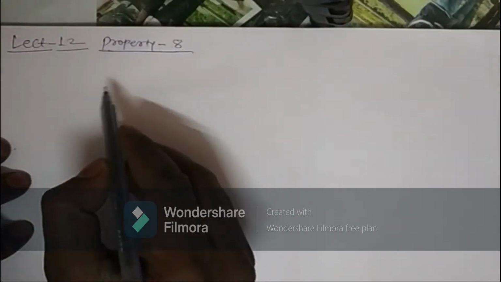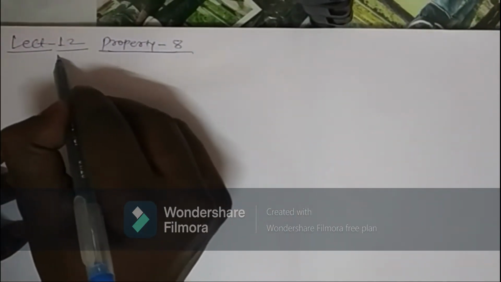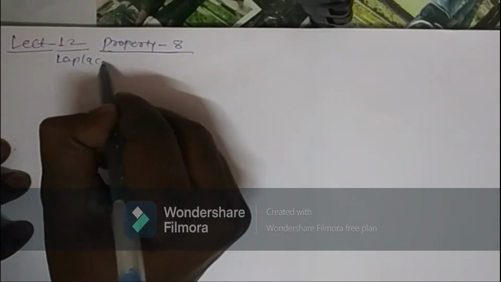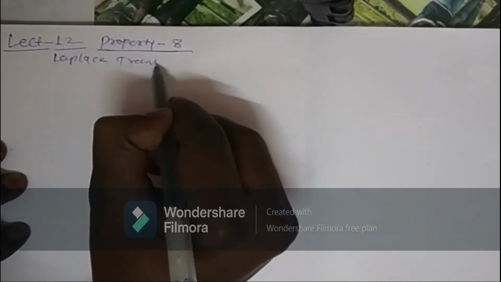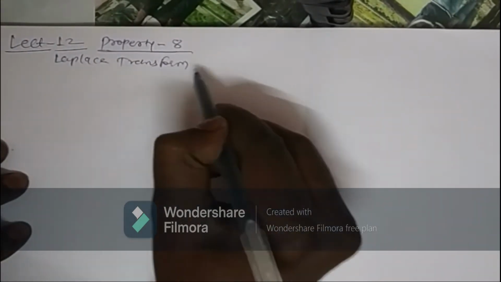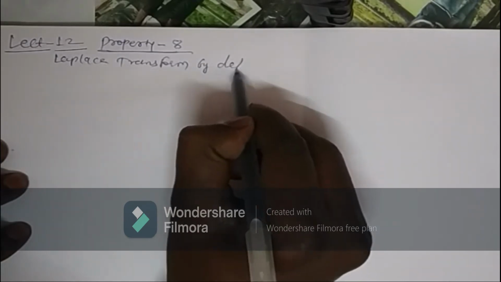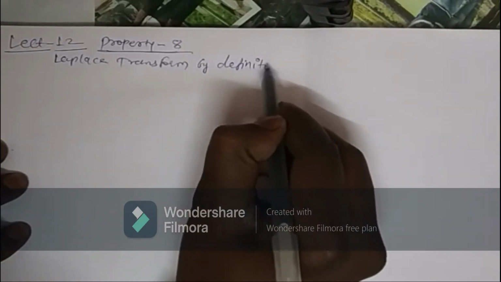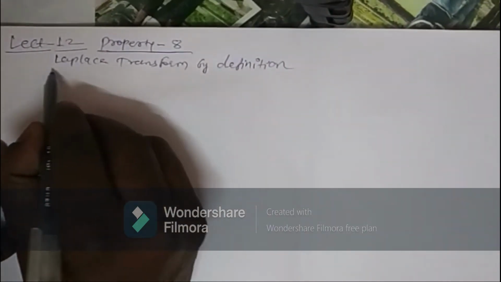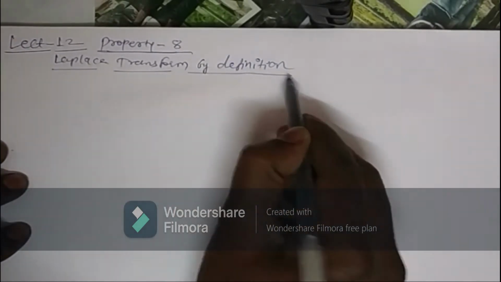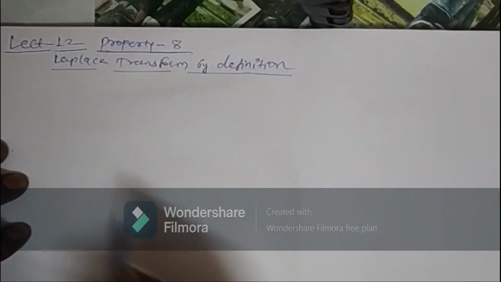In the previous lecture, we have seen property number 7. Now, in this lecture, we are going to study the last property of the Laplace transform, that is property number 8. The name of this property is Laplace transform by definition. Okay, now what is this?